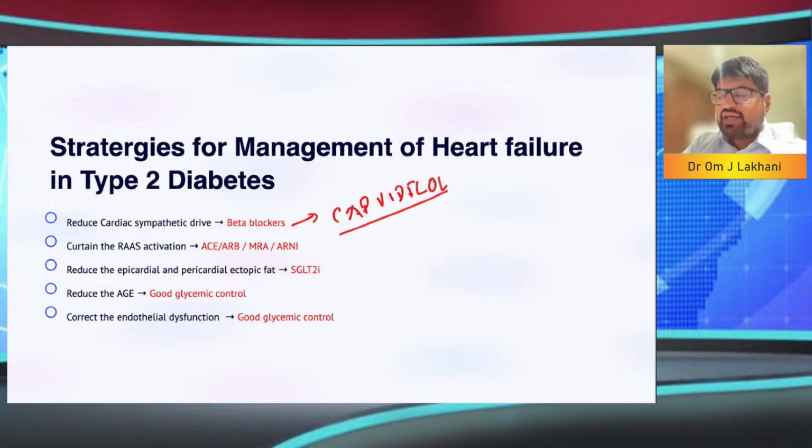You could curtail the RAS activation. For the RAS activation pathway, you could use drugs acting on this pathway, like ACE inhibitors or ARBs, MR receptor antagonists like spironolactone, or ARNI, which is now also available. And I think another drug which falls into this category is finerenone, right? So these are all drugs you can use to curtail the RAS activation pathway, and hence they are very important drugs to be used for patients with heart failure.